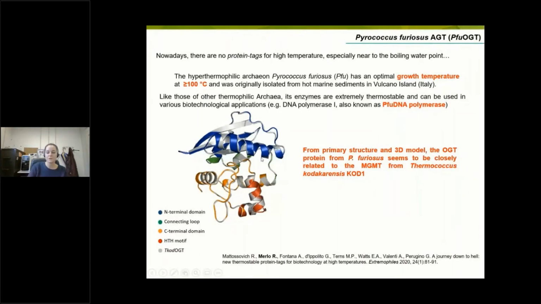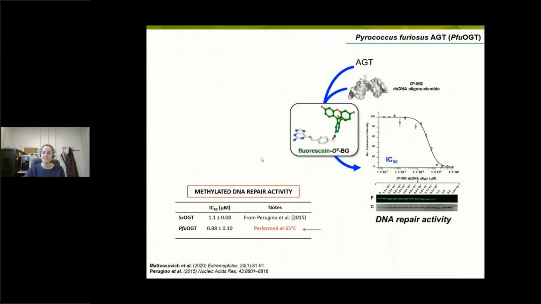Pyrococcus. So first, we wanted to demonstrate the effective DNA repair activity of this protein, and we performed a competitive inhibition assay by using the SNAP-Vista Green as a substrate competitor, and we effectively proved the DNA repair on a methylated DNA substrate, as occurred for the Saccharolobus counterpart.